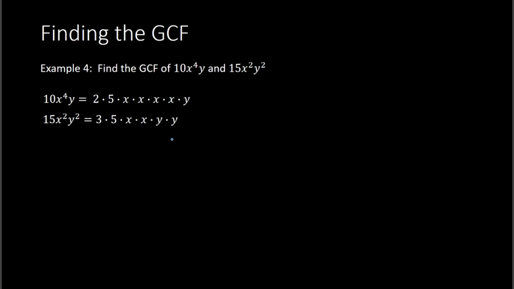To find the greatest common factor, even with the variables, it's the same exact process. We see what factors they have in common. I see they both have a 5, they have an x, another x, and they have a y in common. So the greatest common factor would be 5 times x times x times y. And x times x, I can write as x squared. So the greatest common factor of those two expressions would be 5x squared y.